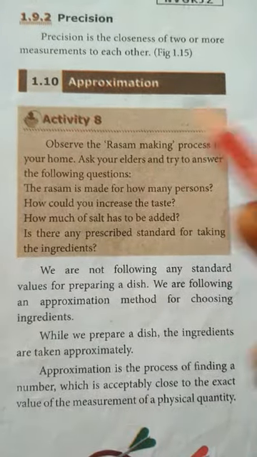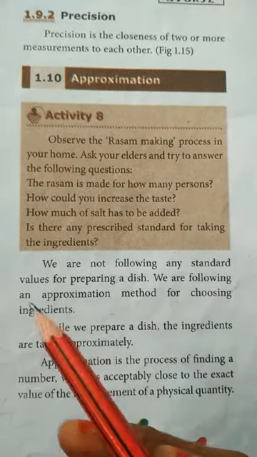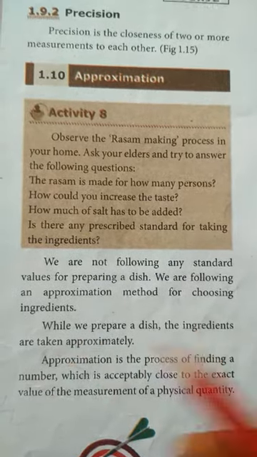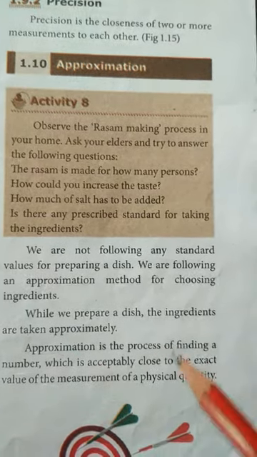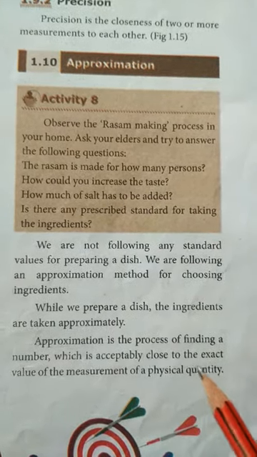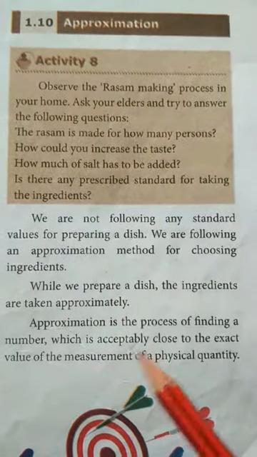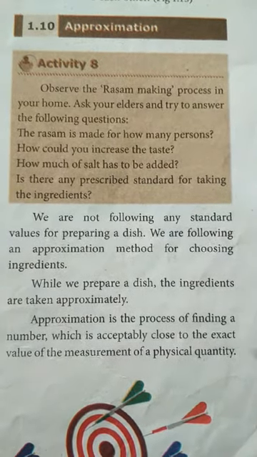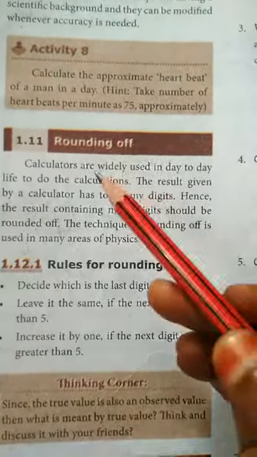Next one is approximation. Approximation means we are not following any standard value when preparing a dish. We follow an approximation method for choosing ingredients. While we prepare a dish, the ingredients are taken approximately. Approximation is the process of finding a number which is acceptably close to the exact value of measurement of a physical quantity.